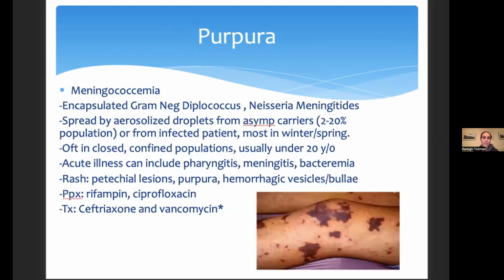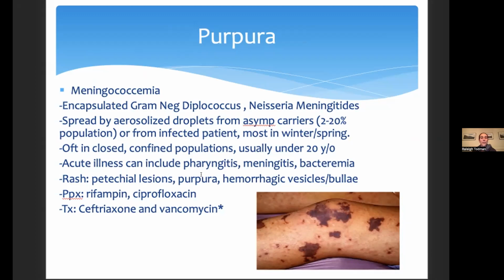Another place you might see purpura, hopefully not, but very important to notice, is another disease with purpura on the legs, which would be meningococcemia, which is Neisseria that has become widespread, disseminated. This is spread by aerosolized droplets from carriers. Apparently a lot of the population is a carrier, or from an infected patient. And this is in closed confined populations in young people. So this is like dorms and prisons, have a high suspicion for dorms and prisons.